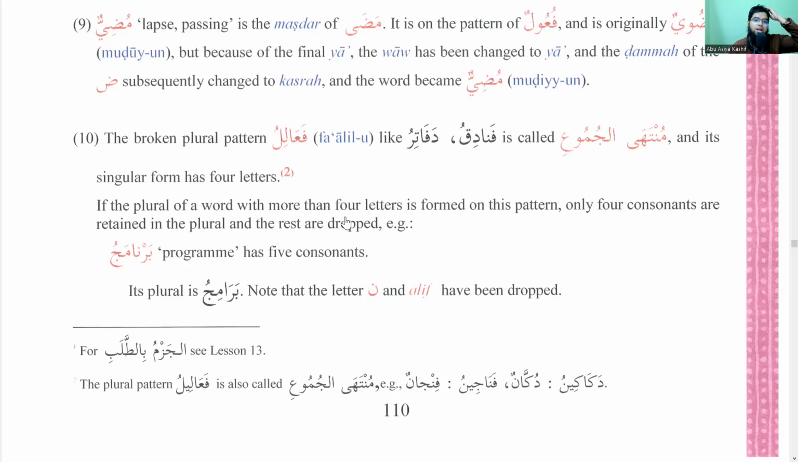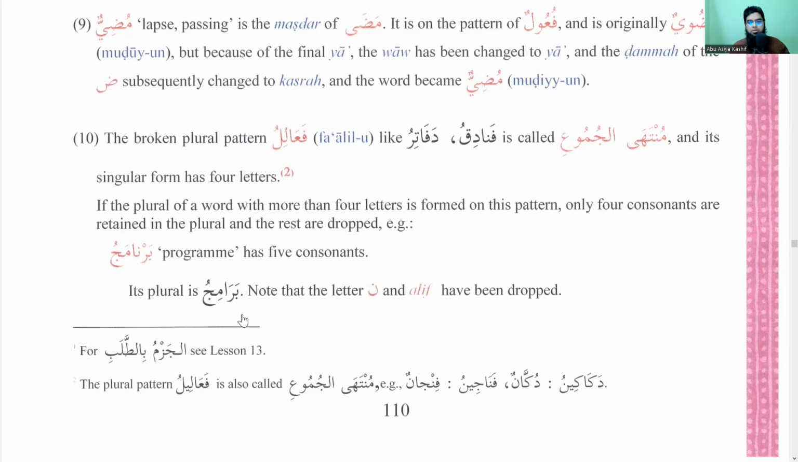So if the plural of a word is more than 4 letters, formed on the pattern fa'alilu, only 4 consonants are retained in the plural and the rest are dropped. Like banamaj is a program, or banamij, program. How many letters? 1, 2, 3, 4, 5, 6 letters. If you make a plural, you'll drop one of them and make it on 4, because we want 1, 2, except the alif, 3, 4. Only 4 are apart from the alif. So you'll drop the noon also. So the plural is what? Baramij.